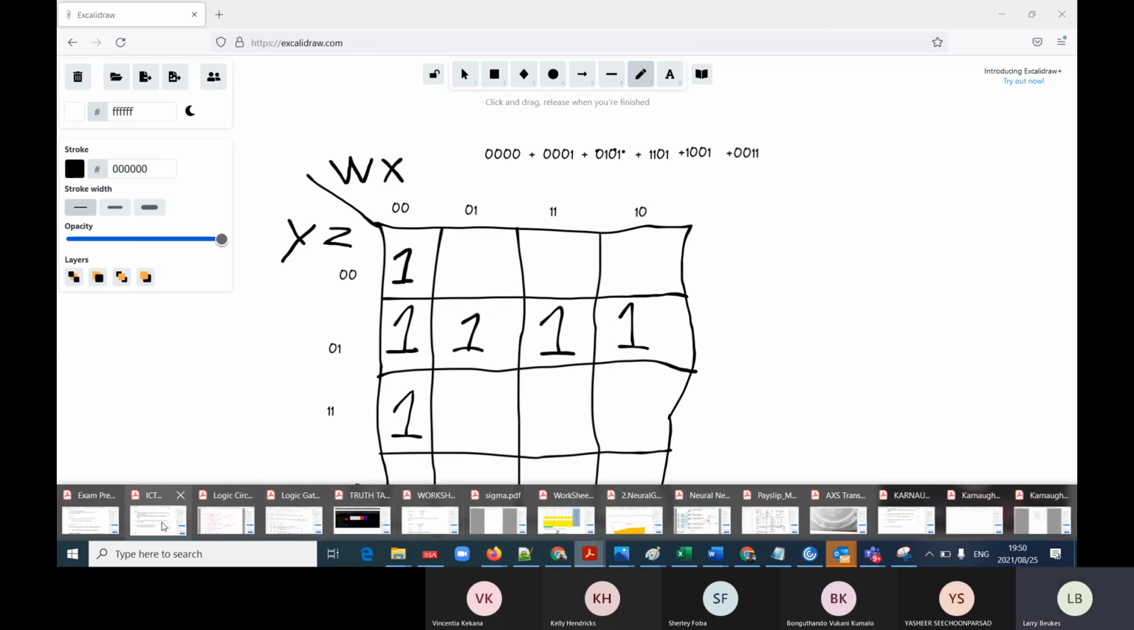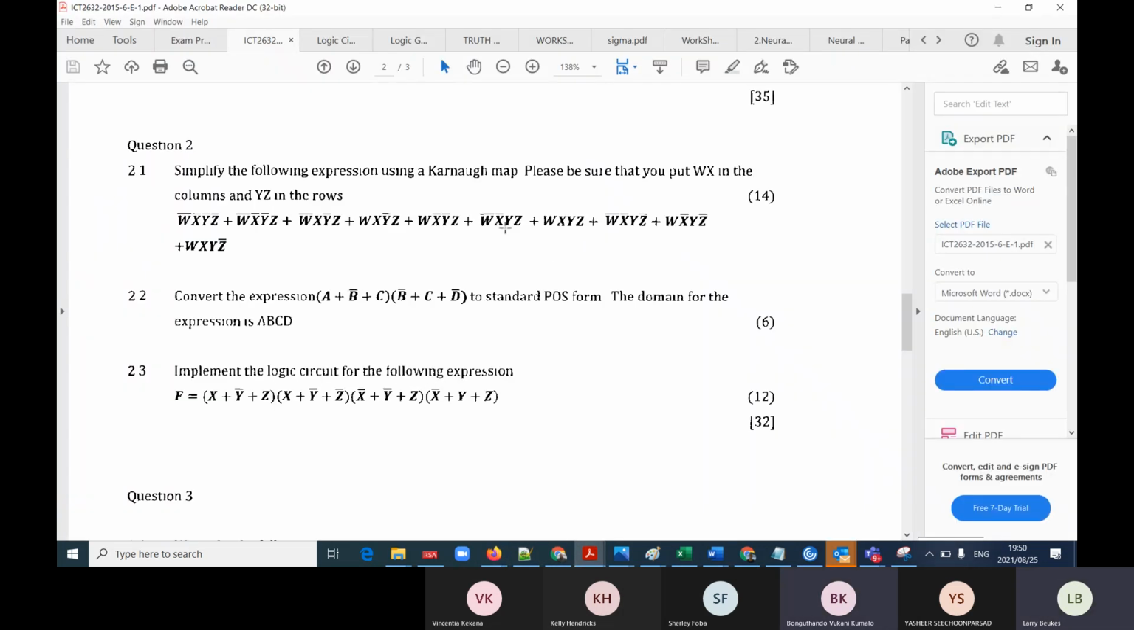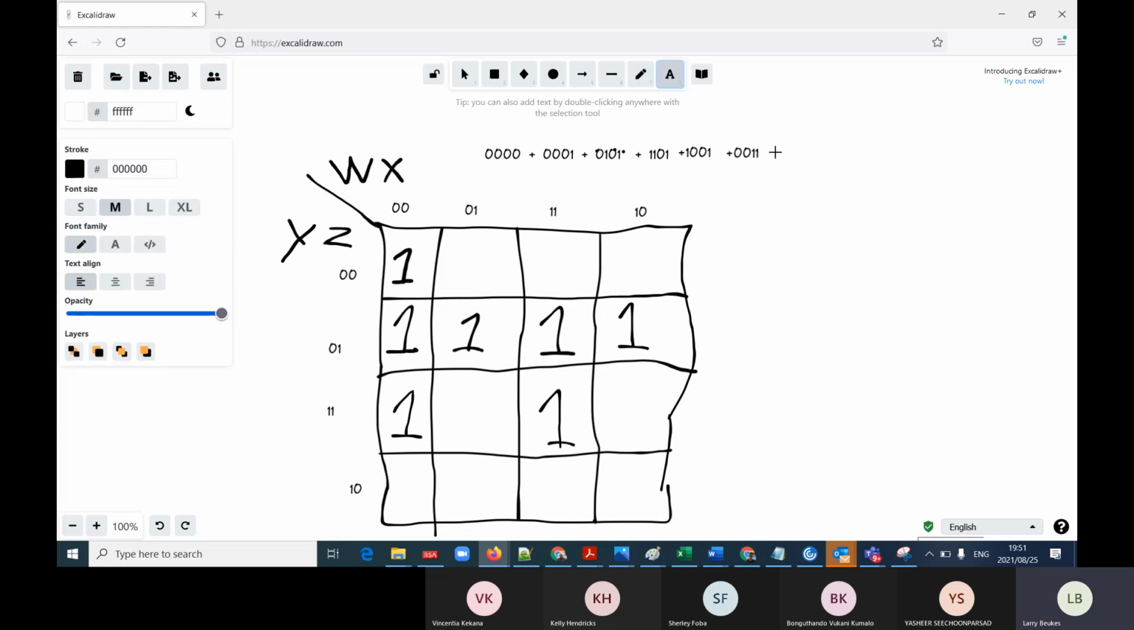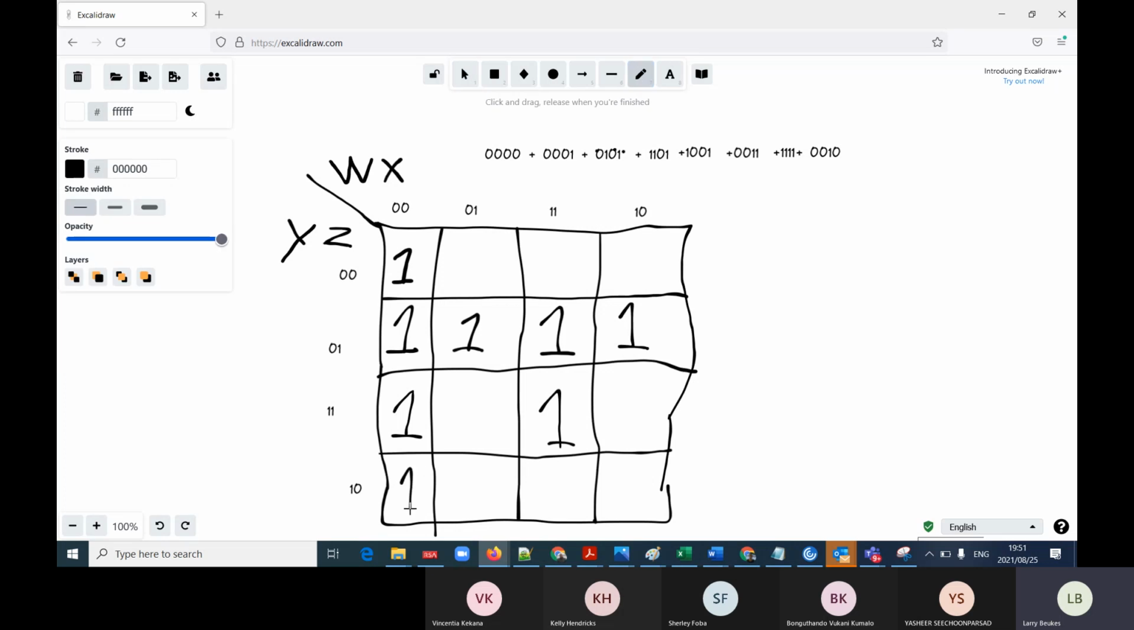Okay, so the next one. 1111. It will come here. So it's basically all ones, right? And then the next one, 0010. So we look for 00, then we look for 10. Here it is, 0010. And then the next one.